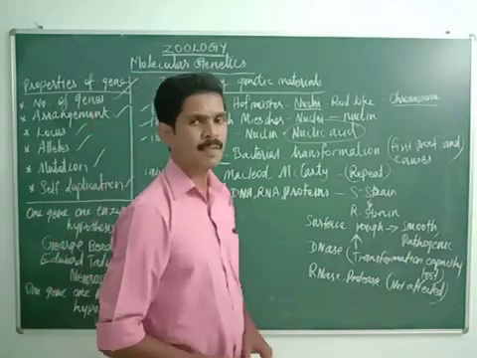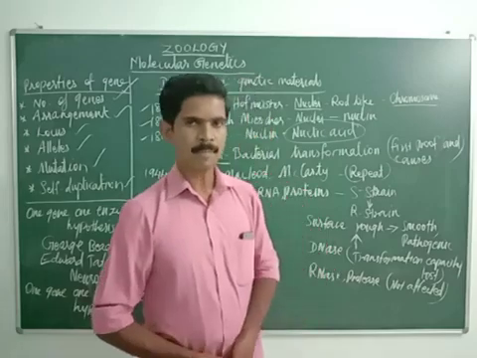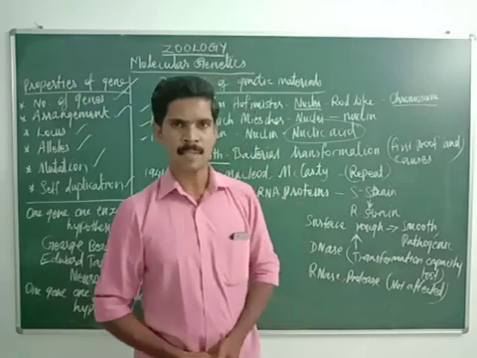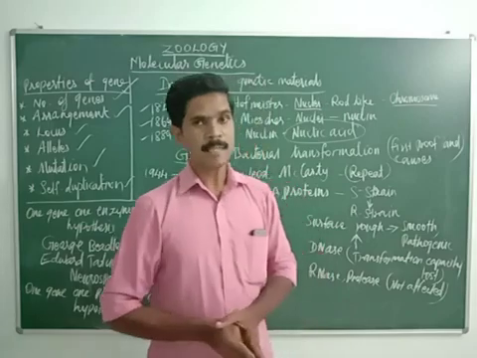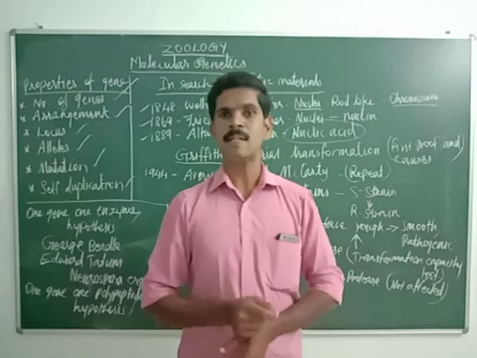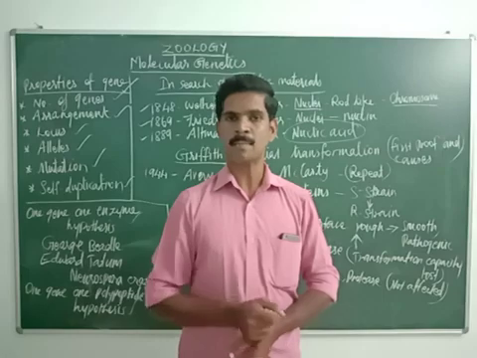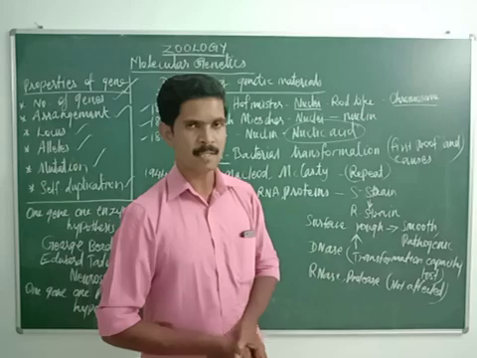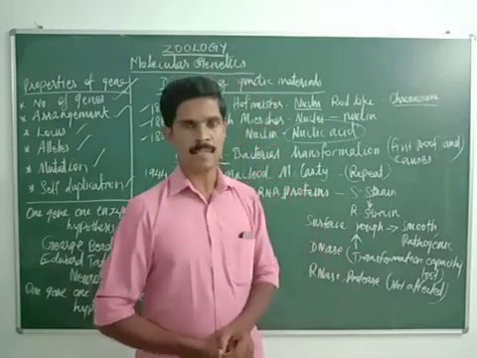This person, Griffith, used a bacterial species to conduct one experiment. The name of his experiment is the bacterial transformation experiment. This experiment is the first proof that DNA is the genetic material in some organisms. So this bacterial transformation experiment of Griffith is the first proof that DNA is the genetic material.